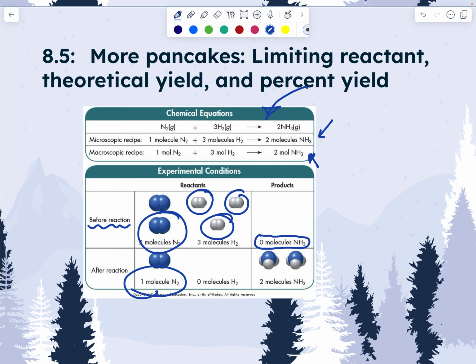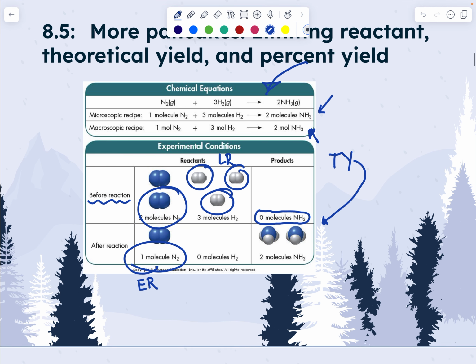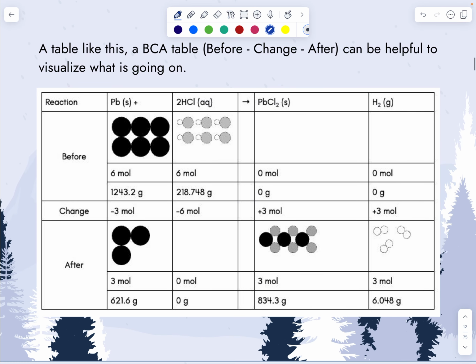So what was my theoretical yield? The theoretical yield is how much product I should be able to make, so that would be 2 molecules of NH3. The limiting reactant was the 3 molecules of hydrogen, and the excess reactant, or the leftover reactant, is my nitrogen. That's my extra molecule of nitrogen there. And we're going to continue these in the next video by looking at different chemical equations.